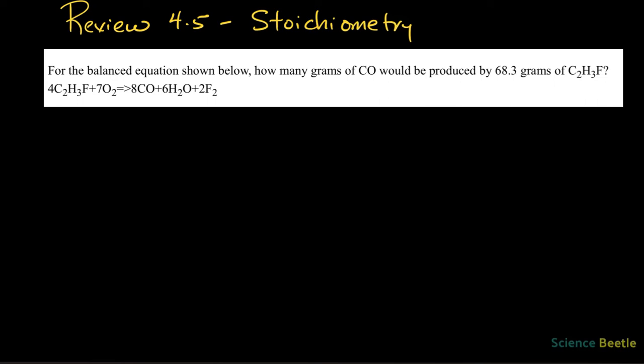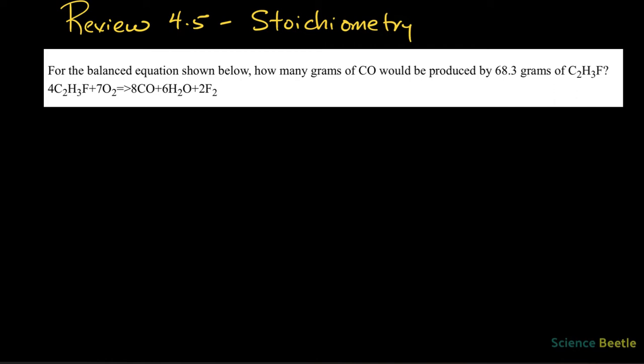All right, let's continue the review here. 4.5 deals with stoichiometry. So in stoichiometry, the main thing we're doing is trying to figure out if you can calculate how much product is going to be formed, either in grams or in moles. Likewise, you should be able to calculate how much of a reactant you're going to need from a given amount of, say, a product that you were obtaining.